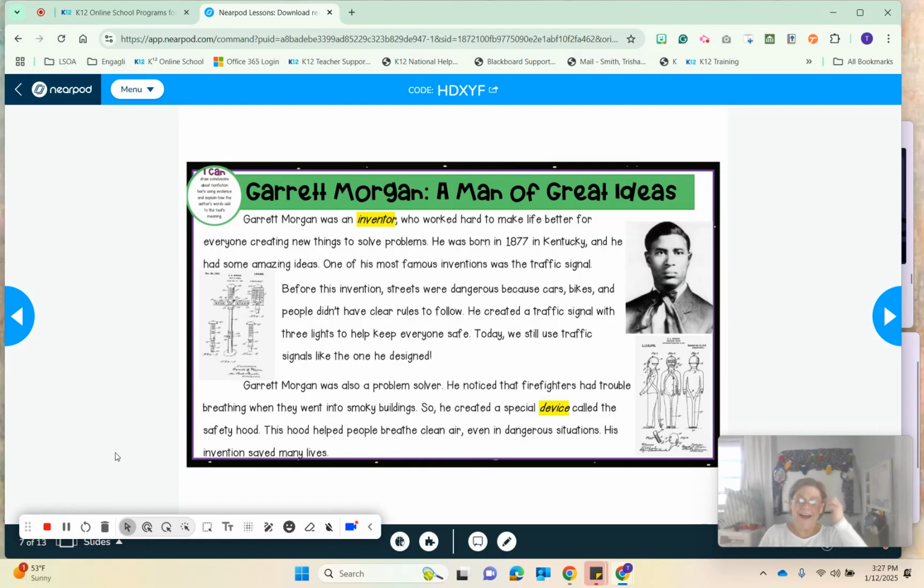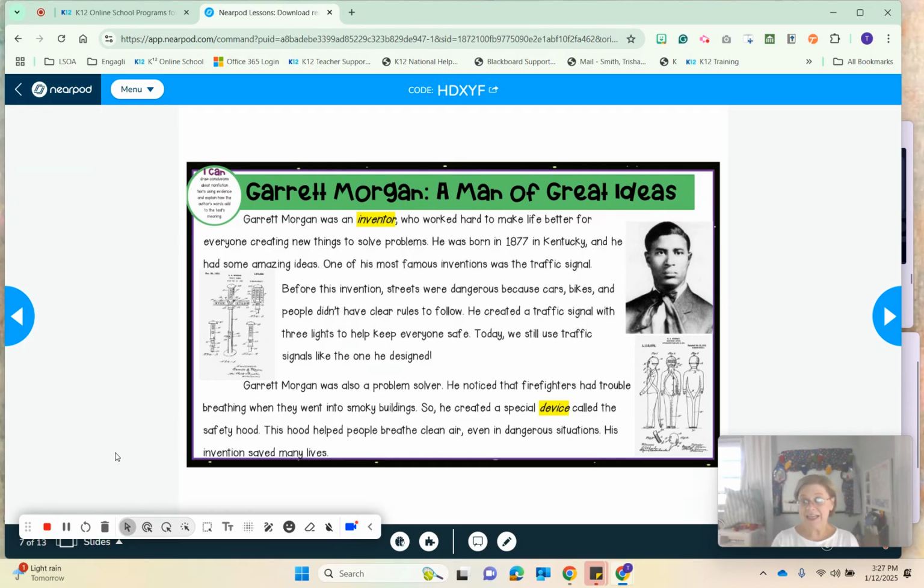Slightly better now. So a device is a machine or a tool. So the question was, what was a device before I had to pause? A device is a machine or a tool that helps someone do something. So this device, the safety hood, helps the firefighters breathe in fresh air during a fire.